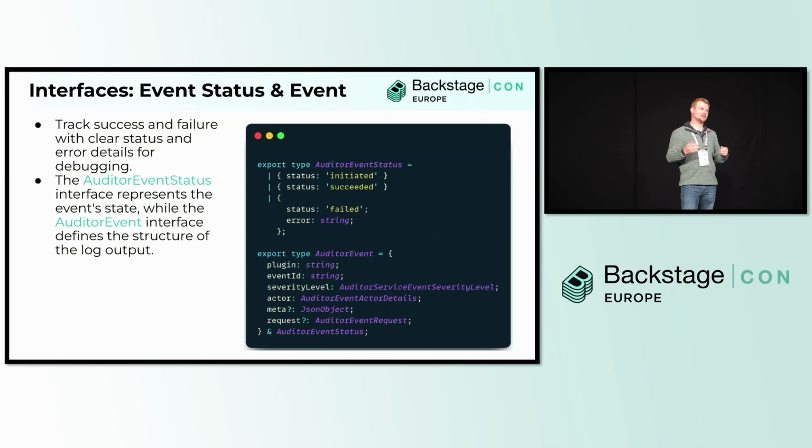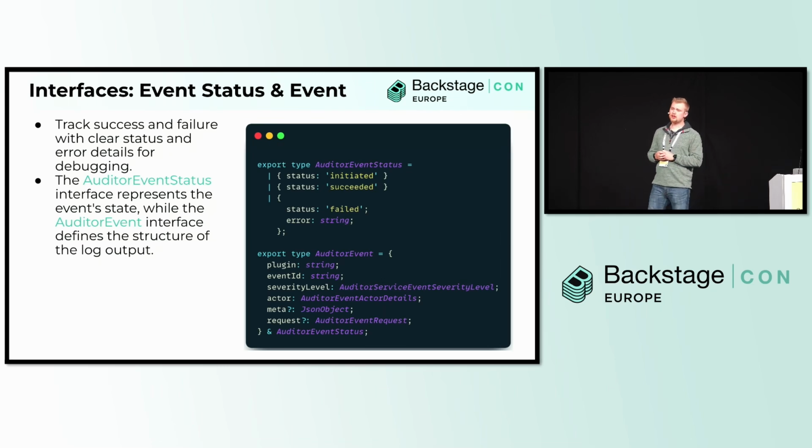The plugin ID, like the name suggests, since the auditor core service is plugin scoped, it will automatically take the name of the plugin. The event ID then should be unique for each plugin. So you can have multiple ping events, but as long as it's a different plugin name, everything should be perfectly fine. The severity levels, like I previously mentioned, low, medium, high, and critical. You have your actor and your request object, which I'll talk about in the next slide.